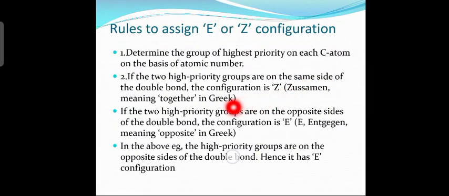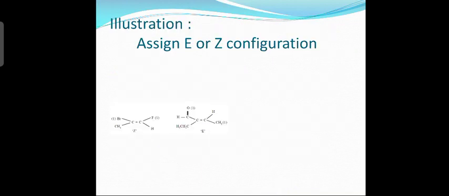If the two high priority groups are on the opposite sides of the double bond, then the configuration is E. That means it is called entgegen, a German word meaning opposite. In the above example, the high priority groups are on the opposite sides of the double bond, hence it is the E configuration. Okay, we see the next slide.